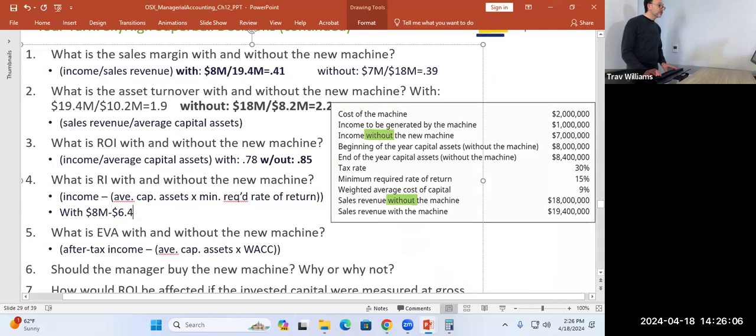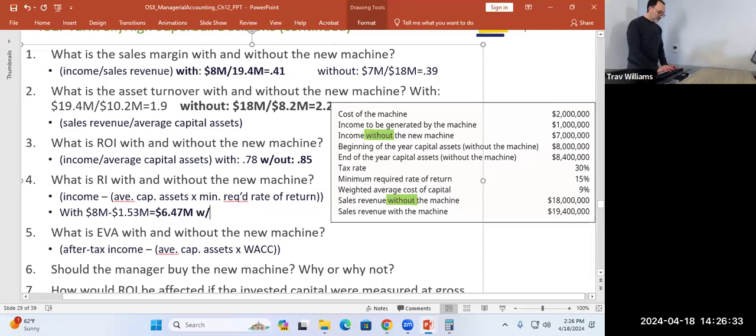I'll put 6.47. Let's see, what was it? 1.53. I think that's what it was. So there's our answer. There is our residual income with the machine.